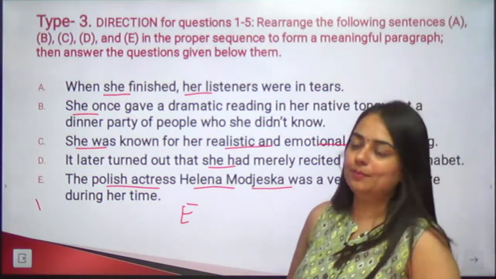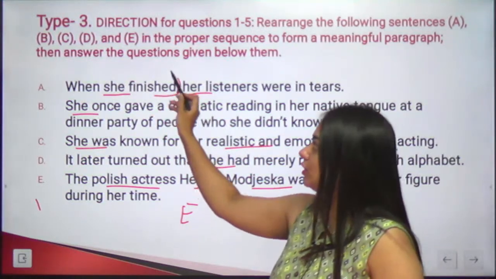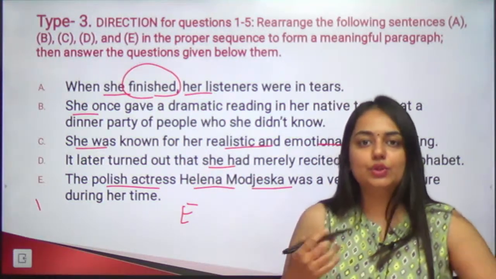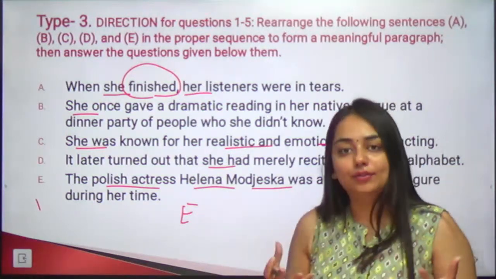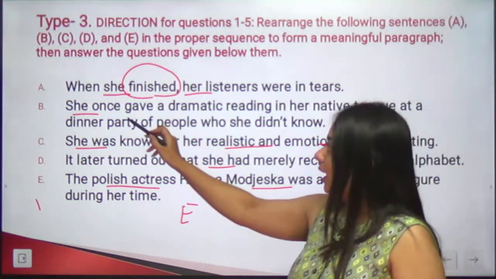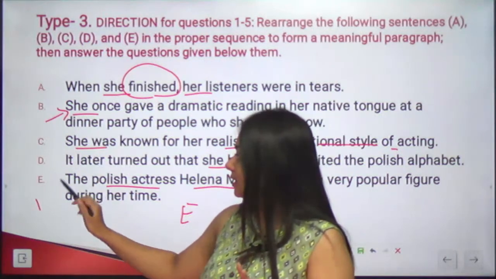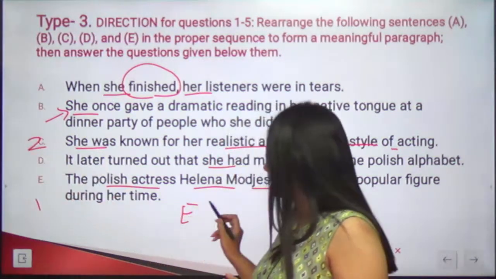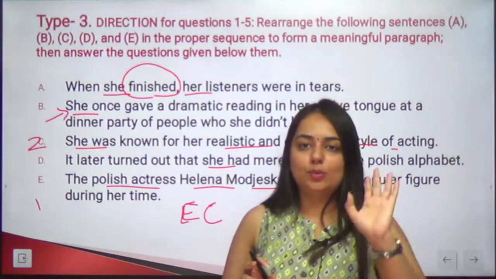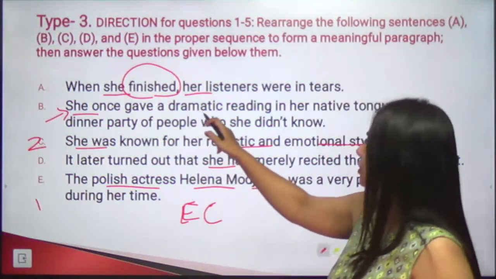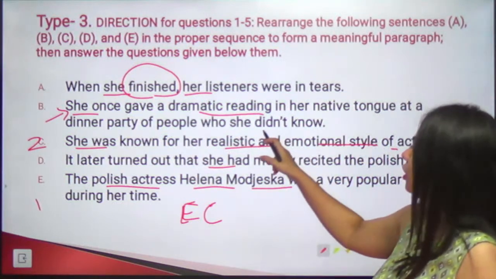The next one should be, she once gave a dramatic. Now here we are talking about when she finished. It means she was acting, she was doing some play, or probably she was singing, something she must be doing. So before that we have to tell what she was doing. So once she gave. Now this is one anecdote of her life. 2 general sentences are done, first and second, E and C. After this we are going to discuss one case from her life. She once gave a dramatic reading in her native tongue at a dinner party of people whom she did not know.